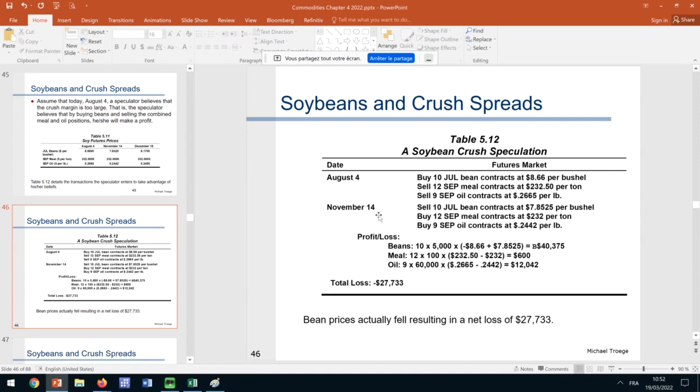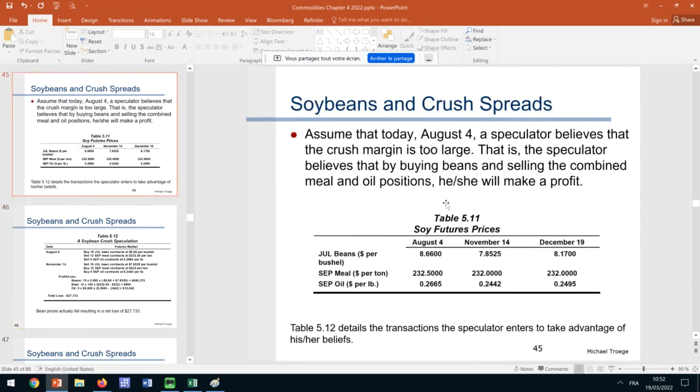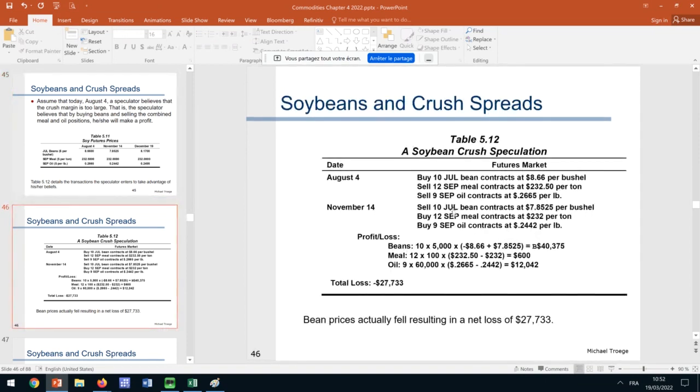So let's look at what happens in November. Let's suppose we want to get rid of our position by November, before the year ends, and let's suppose that these are the prices. Now, if these are the prices, we can calculate our losses and gains.